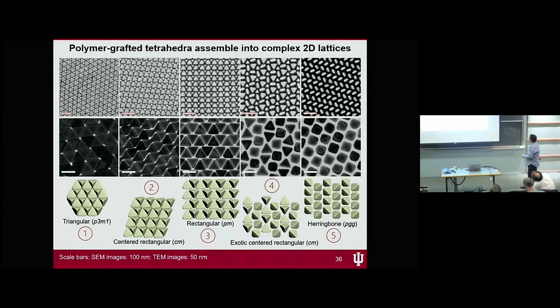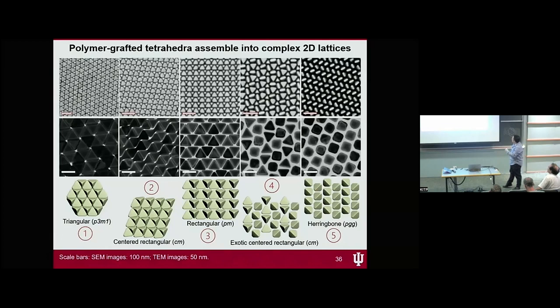So we attribute this change in the lattice symmetry to the change in the preferred contact mode between neighboring tetrahedra. And I guess I'll stop here. I just want to say that I'm happy to talk more about this system.